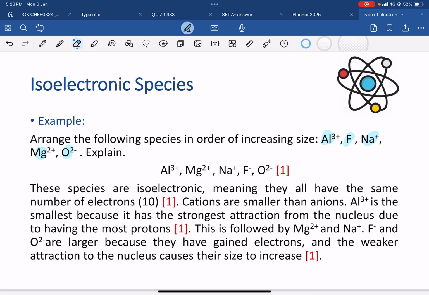Okay. So how to answer and how to earn marks. Okay, so arrangement dia biasanya 1 markah. And then another marks when you able to identify they are isoelectronic ions. Okay, so kat sini Madam tulis these species are isoelectronic, meaning they all have the same number of electron. Okay, ataupun kalau you cakap these species are isoelectronic species, you dah boleh dapat 1 markah. Ataupun you cakap they share same number of electron, which are 10. Also dah boleh dapat 1 markah. Okay, cation are smaller than anion. Okay, but then it sounds too general. Okay, so kita nak tambah lagi.